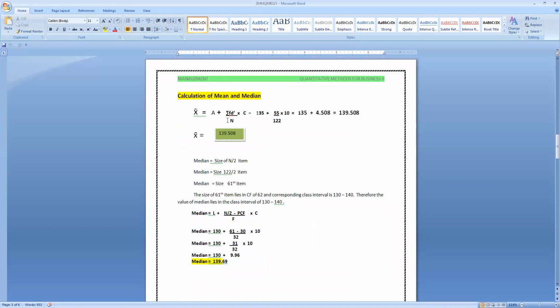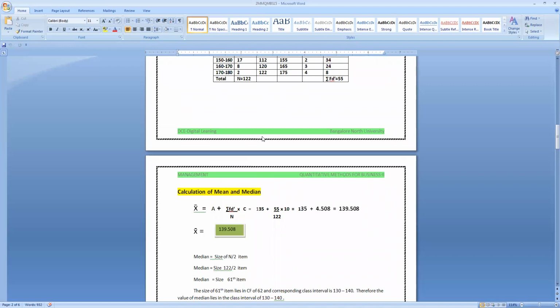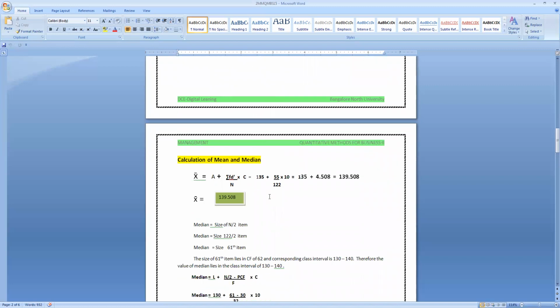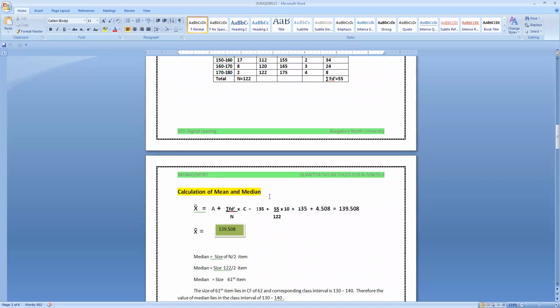Now we are going to substitute the values in the formula. Mean equals a plus sigma f d dash by n into c. A is 135, which we have taken, plus sigma f d dash is 55, divided by n, which is 122, into 10. So 55 by 122 into 10 gives 4.508. It has to be added to the assumed value, that is 135. We get the ultimate value of 139.508. Therefore, the arithmetic mean value is 139.508. This is how we have to calculate the value of mean.